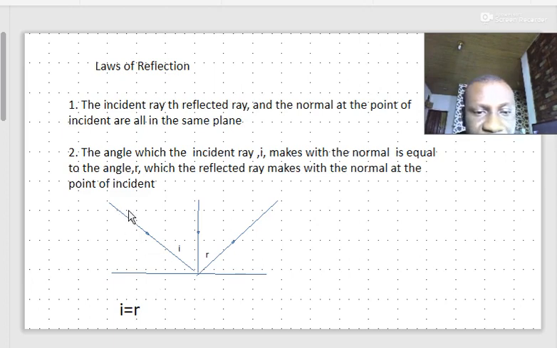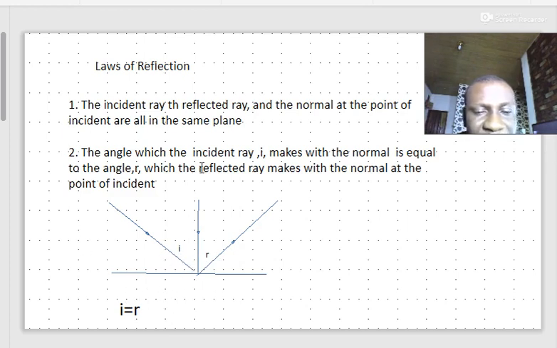Now look at an incident ray that is incident at the same point as this normal. After reflection, this incident ray will move in this direction. That means the barrier will cause this incident ray to move in this new direction, which is called the reflected ray. Now, the second law is what we wish to describe. The angle that the incident ray makes with the normal is called the angle of incidence I, while the angle the reflected ray makes with the normal is called the angle of reflection R. The angle of incidence I is equal to the angle of reflection R.